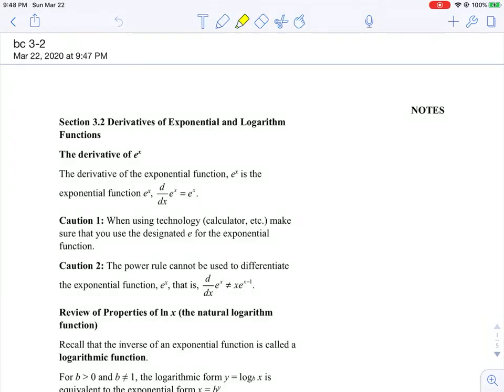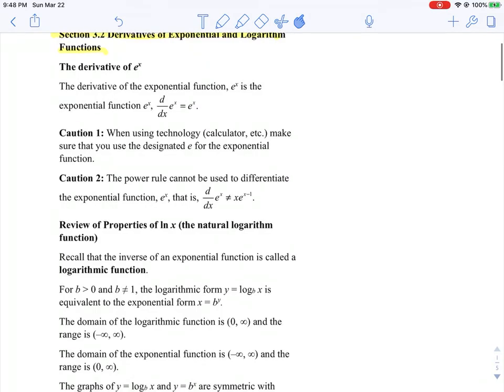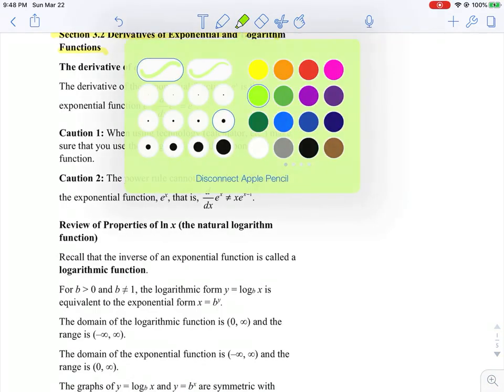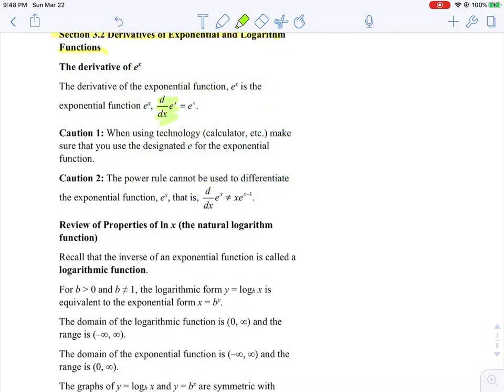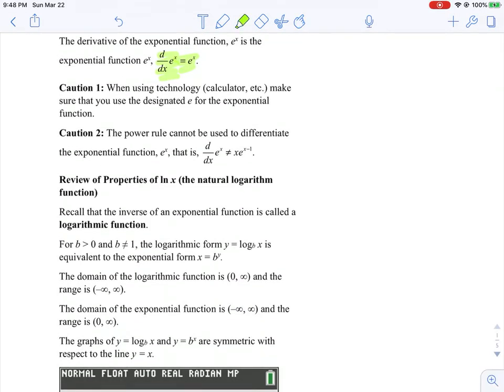Section 3.2, derivatives of exponential and logarithmic functions. This is part 1, concepts. Okay, the derivative of e to the x is e to the x. Okay, we do not use the power rule for exponential functions.